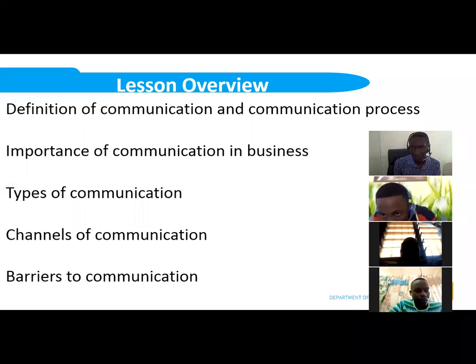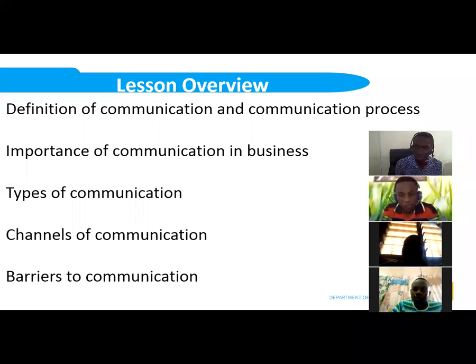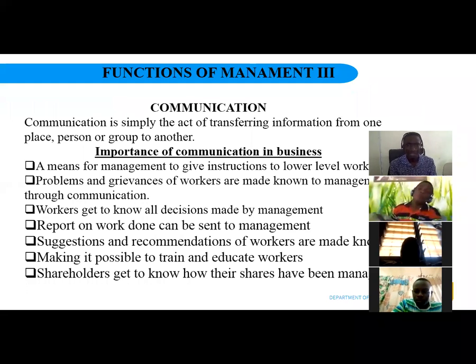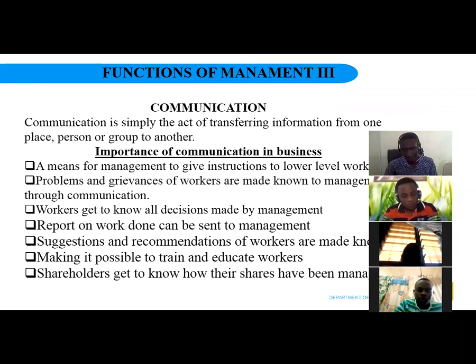This topic is quite simple, even though it involves a lot of reading. So the class is going to be more of interaction. At a point in time, I'm going to pause, ask you to contribute, and we share like we always do. Now, the lesson is this: we want to find out what communication is.